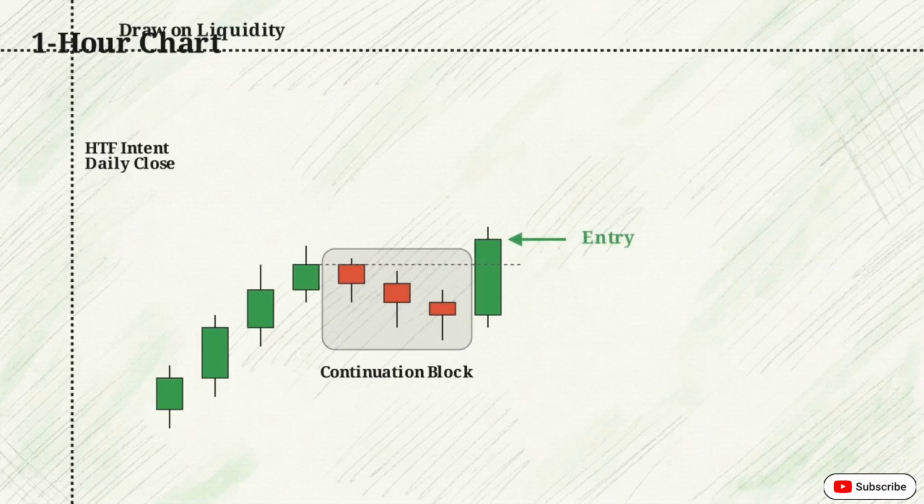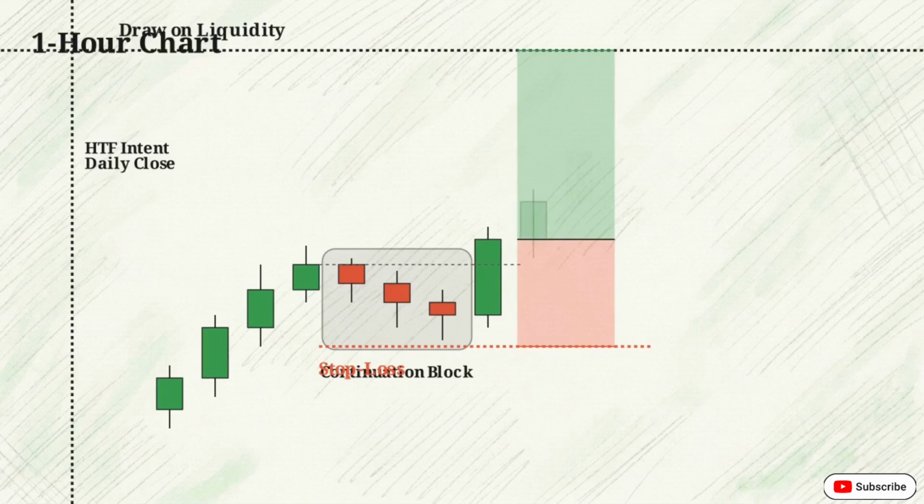The stop loss is placed strictly below the lowest point of the continuation block. This aligns your risk with the structural low of the current expansion, targeting the daily draw on liquidity. To manage the trade, we wait for a new continuation block to form and be validated by a closure above it before adjusting the stop loss.